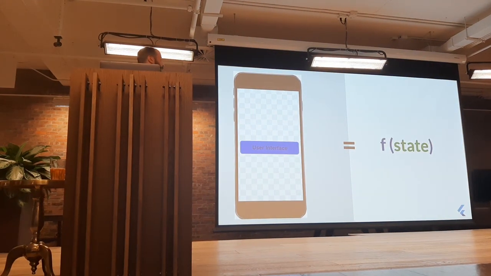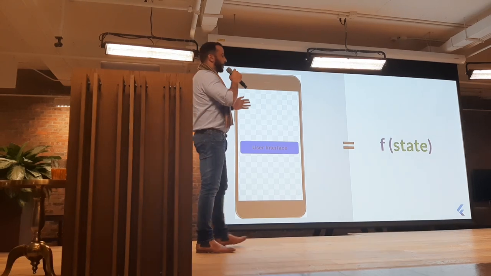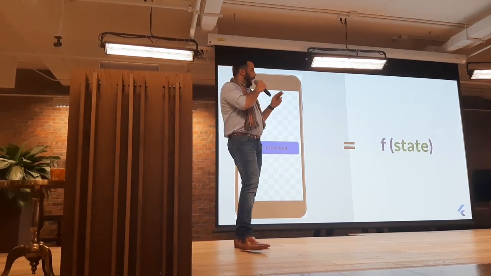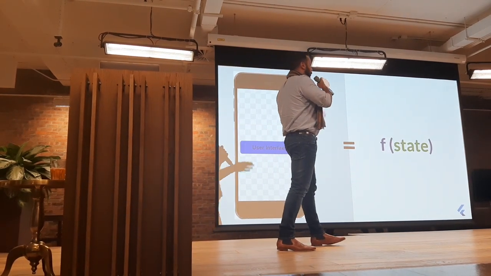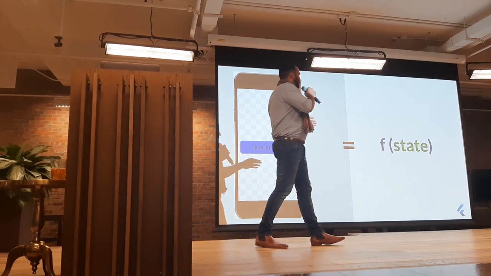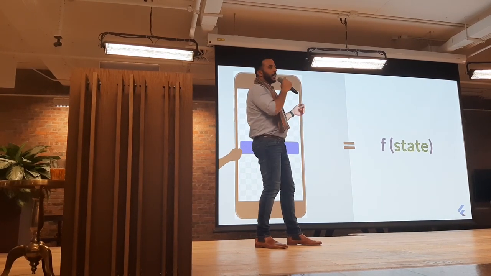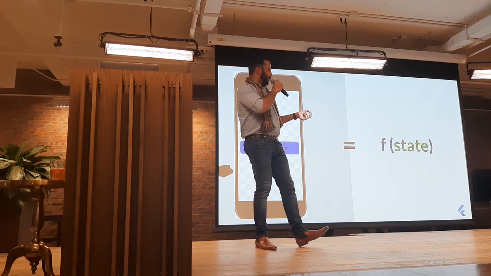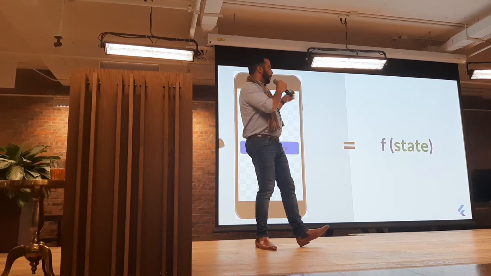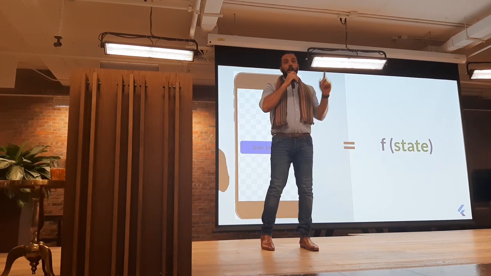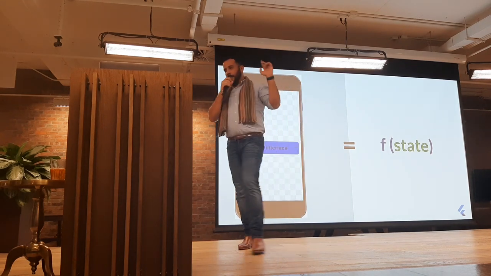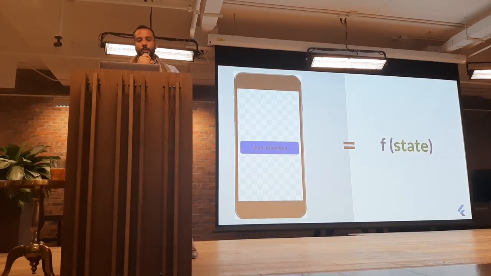So it's pretty safe to say that the user interface is a function of state. It's a way to display your state or your data on a screen, and it's a way to manipulate that data. That's how we have this relationship of a function. So UI equals function of state. Remember that, because it's going to come in handy throughout the rest of this talk and also so we can develop more concepts on this.